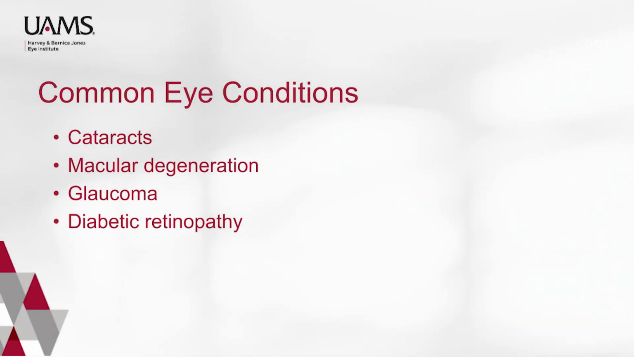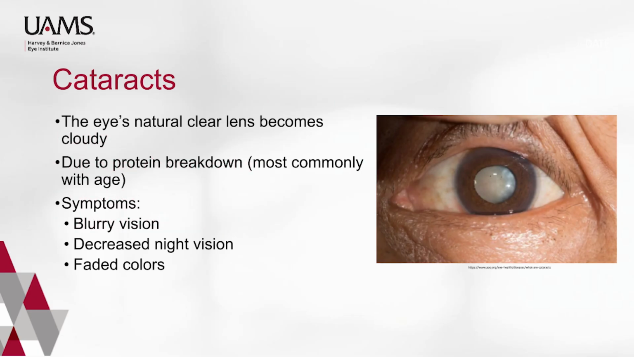First, we'll go over some of the common eye conditions. Cataracts are when the eye's natural clear lens becomes cloudy. This is due to a protein breakdown and is most commonly seen with age. Some symptoms from cataracts include blurry vision, decreased night vision, and faded colors.